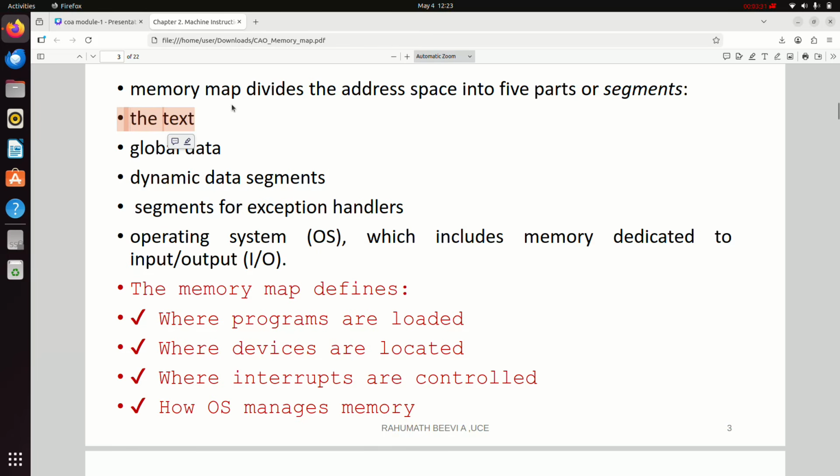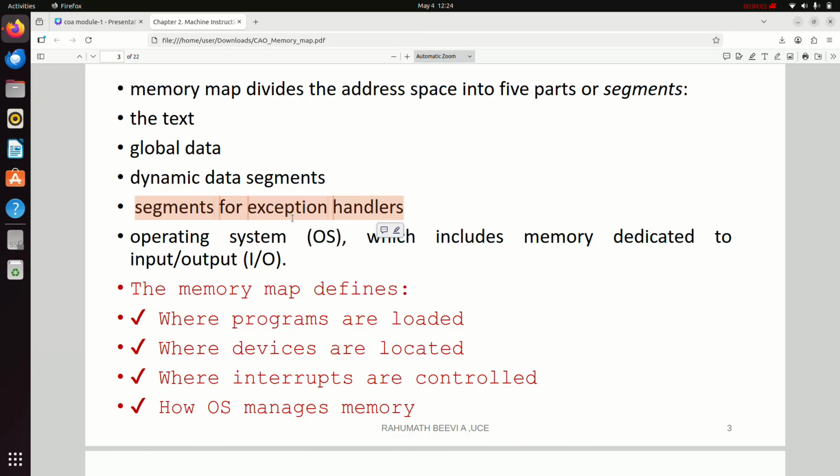What does the global data segment mean? It stores the global data and static variables. What does the dynamic data segment mean? Stack and heap, mainly heap. Then the stack segment, then exception handlers, then the OS operating system segment, and the IO segment for IO devices. So these are the different segments: text, global, dynamic data segments, exception handlers, IO, and OS segment.